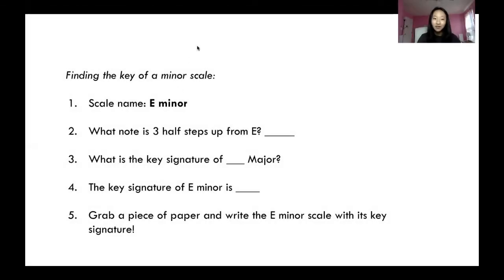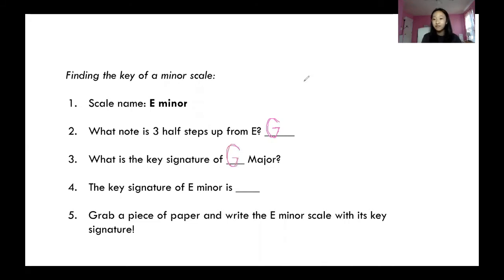Okay, so let's go over this. So we're going to first find the note that's 3 half steps up from E. So we're going to count F, F sharp, G. So G is the note that is 3 half steps up from E. And that means they share the same key signature. Okay, and then what is the key signature of G major?